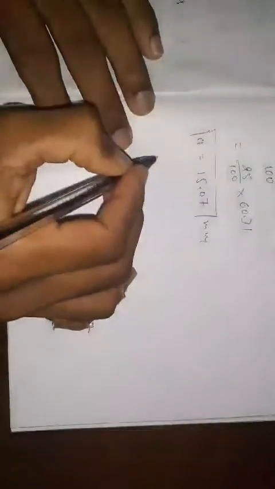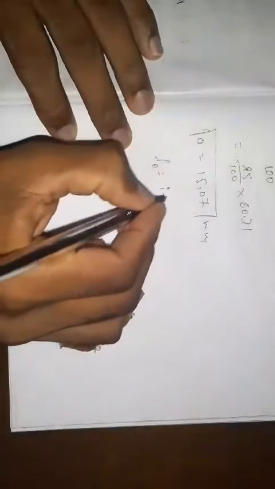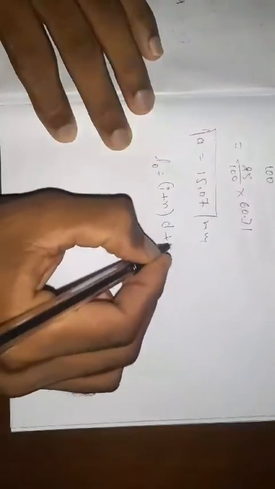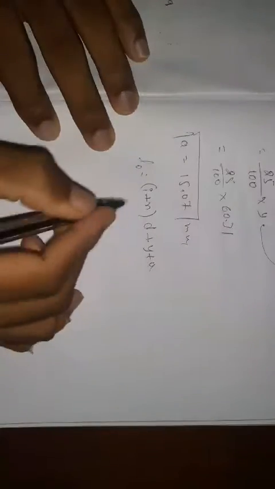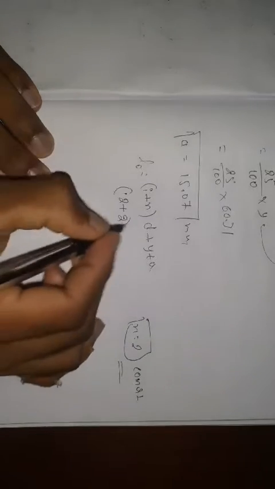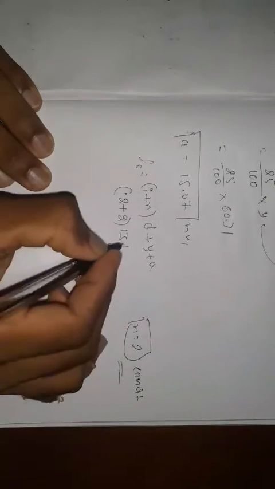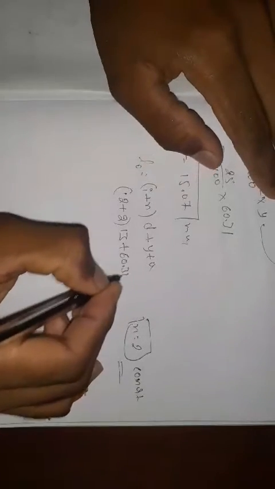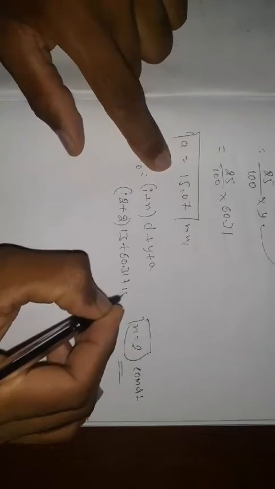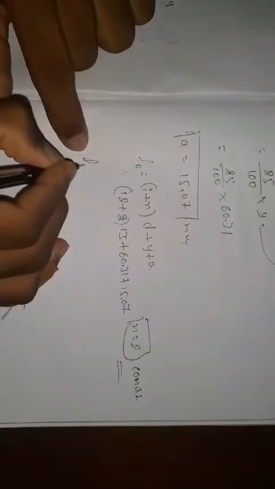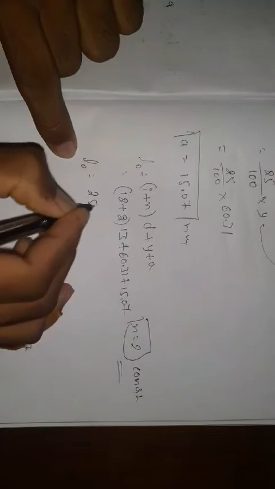Okay, next, L naught is equal to I plus N into d plus Y plus A. I means how much? 12, plus N is constant. N is 2. What is d? d is 13 mm, plus Y how much? 60.31, plus A is equal to 15.07. Have to calculate. 257.4 millimeter is the free length, L naught.